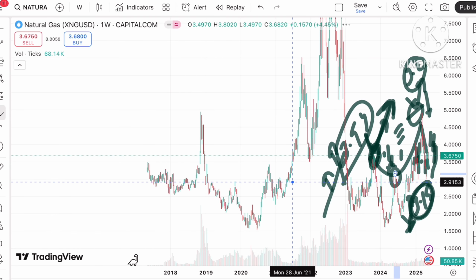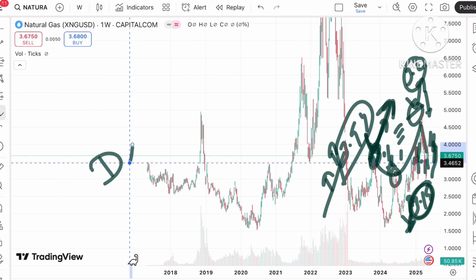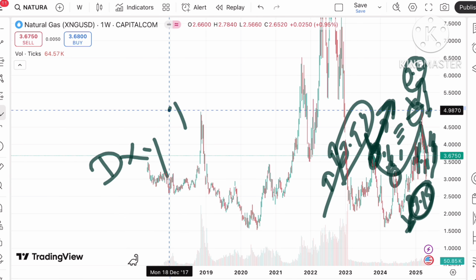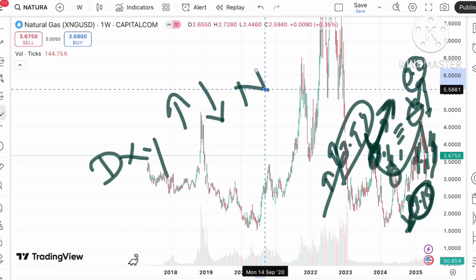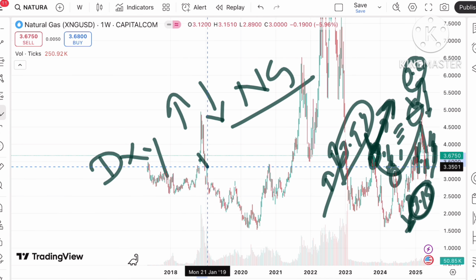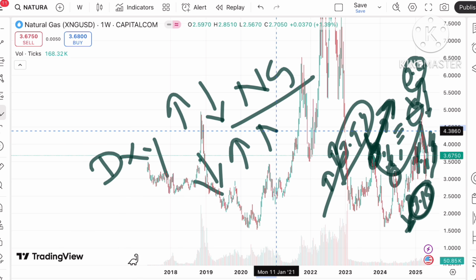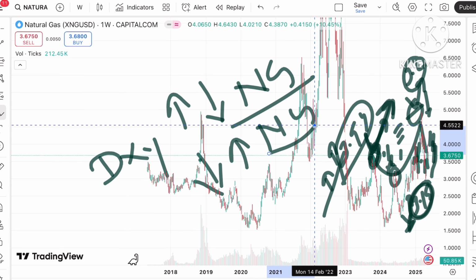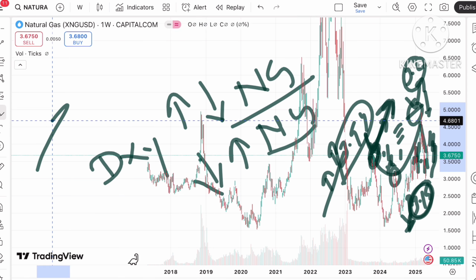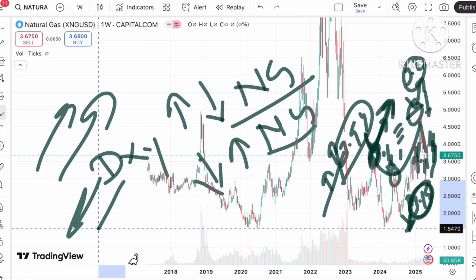The dollar index plays an important role. When the dollar index starts going up, we see the natural gas price comes down, and when the dollar index starts going down, we see the natural gas price goes up. This is what we have seen in these charts, but sometimes they move in the same direction.